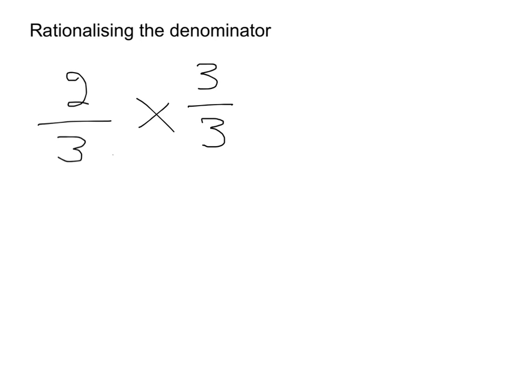So that would give us 2 times 3 and 3 times 3. So our equivalent fraction is 6/9. So 2/3 is the same as 6/9. The numbers have changed, but the actual value of the fraction has not.